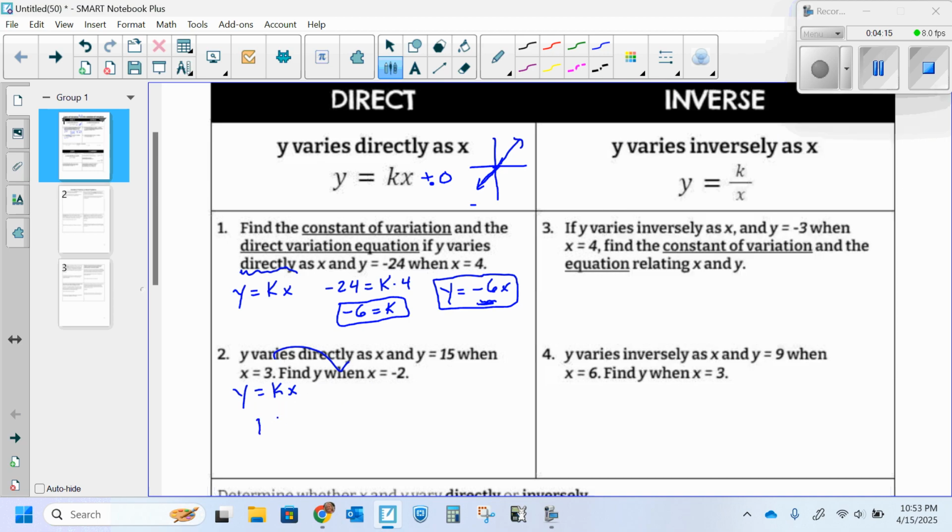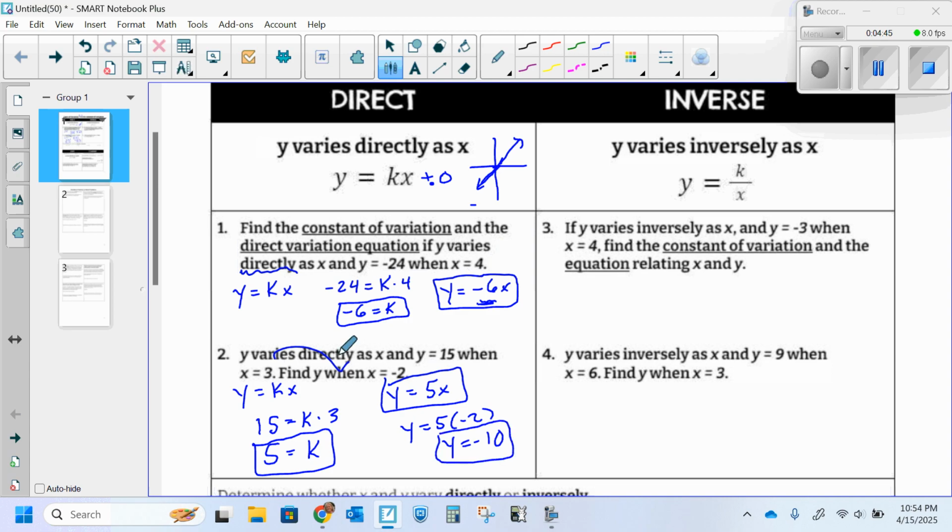When y is 15 and x is 3, our constant of variation is 5. My equation is y equals 5x. So we put a box around the constant, please, and a box around the equation. Then it says find y when x is negative 2. So you plug negative 2 in for x, and you get y is negative 10. So we had to do a third piece to this one.